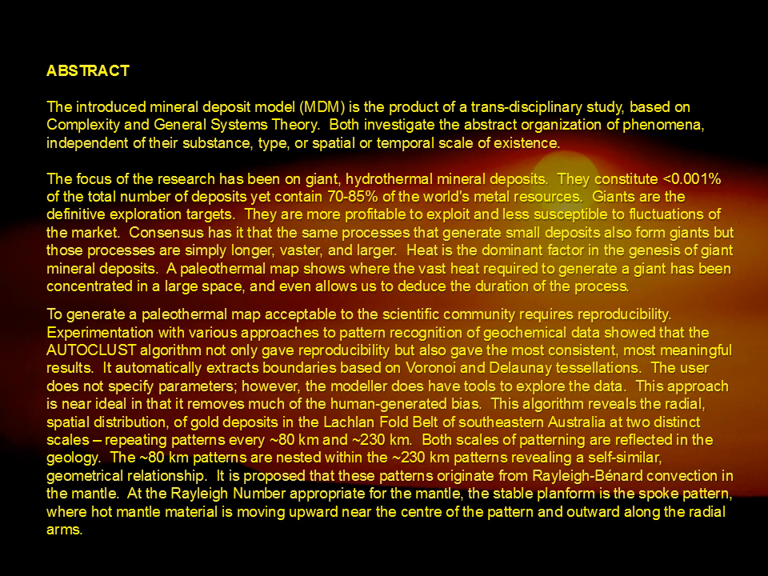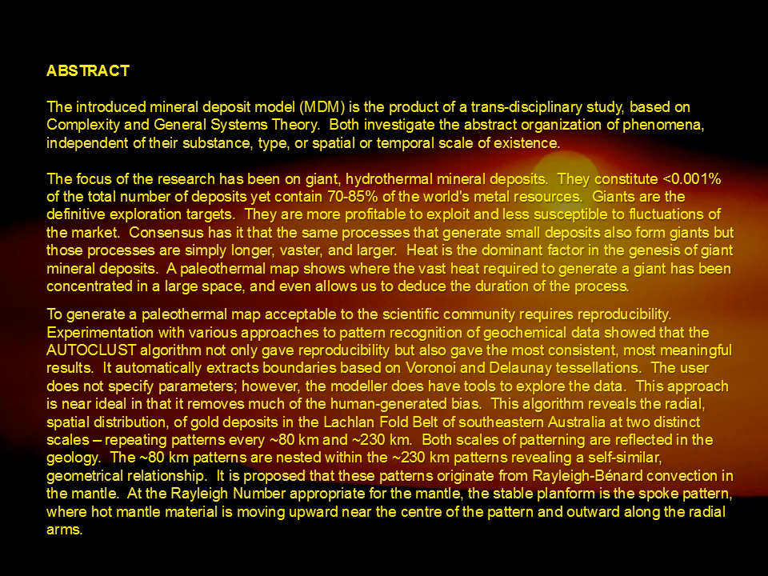This algorithm reveals the radial spatial distribution of gold deposits in the Lachlan Fold Belt of southeastern Australia at two distinct scales, repeating patterns every 80 kilometers and 230 kilometers. Both scales of patterning are reflected in the geology. The 80-kilometer patterns are nested within the 230-kilometer patterns, revealing a self-similar geometrical relationship.